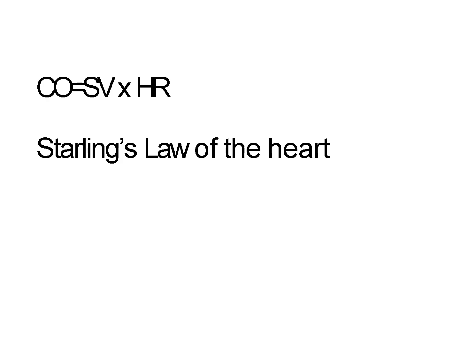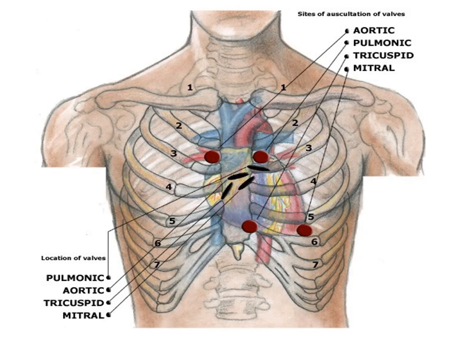This diagram illustrates the anatomical locations of the heart valves and the optimal sites for auscultation, where we listen for their sounds using a stethoscope. Although the valves lie close together deep within the chest, each sound is best heard at a distinct surface landmark.